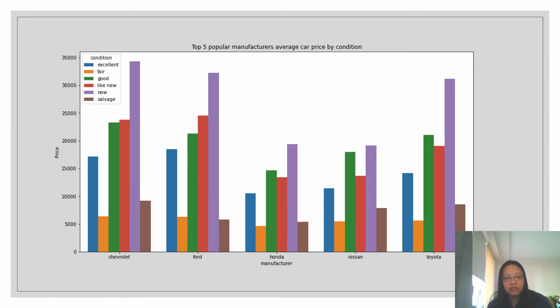Then it comes to the chart for the top 5 manufacturers' average car price by condition. As we know, a new car will be more expensive than a fair car, but you can see from this chart that for different manufacturers, the gap would not be the same. For Ford, for example, it contributes to about $30,000 between new and a fair car. But for Honda and Nissan, it's just about $15,000 between new and fair car.